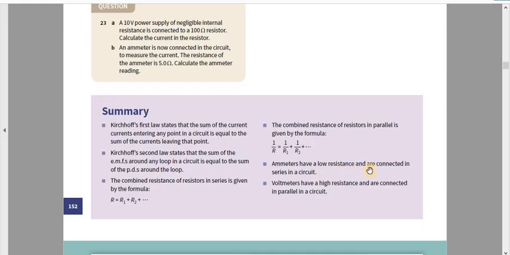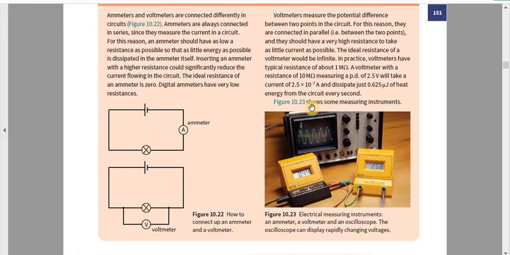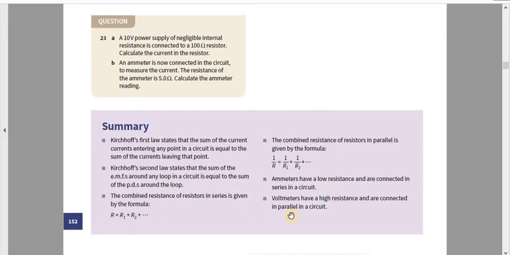Ammeters have a low resistance and are connected in series in a circuit. We learned it, and it is also here in this yellow box. Voltmeters have a high resistance and are connected in parallel in a circuit. So you have to know all these points. It's extremely important.